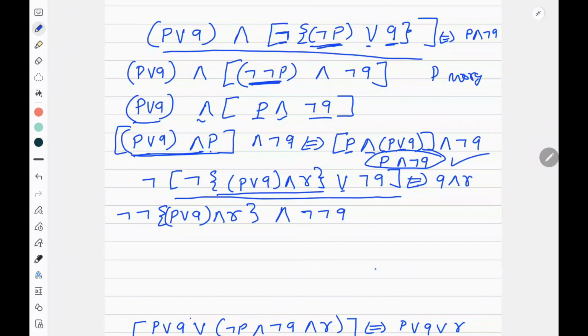Now you apply double negation. So this will become P or Q and R, and this will become and Q. Right? So now I got this expression. Now next I need to work from this. In this first bracket, this is one proposition, this is one proposition and this is one proposition. And again here if you observe, I have the same signs.